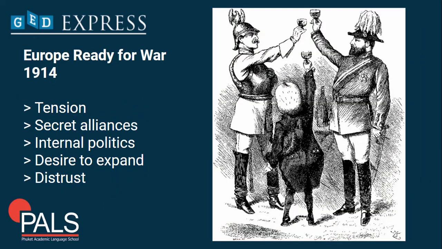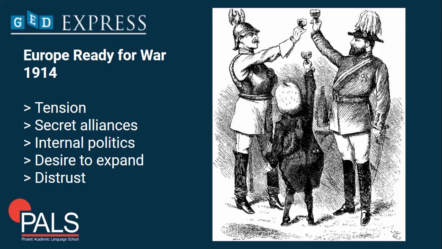Now, what happened before 1914? Because of the tension, secret alliances, internal politics, and desire to expand, these empires grew their distrust and dislike between many of the European powers. All it would take was one international event and Europe would be at war. Now, what is this one international event that they have been waiting for?